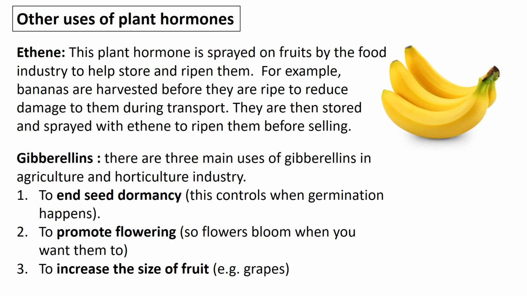And there's hormones called gibberellins, and there are three main uses of gibberellins, and you can use them in agriculture and the horticulture industry, and they are to end seed dormancy. This is when germination happens, to promote flowering, so flowers bloom when you want them to, and to increase the size of the actual fruit that you want. So, for example, grapes.